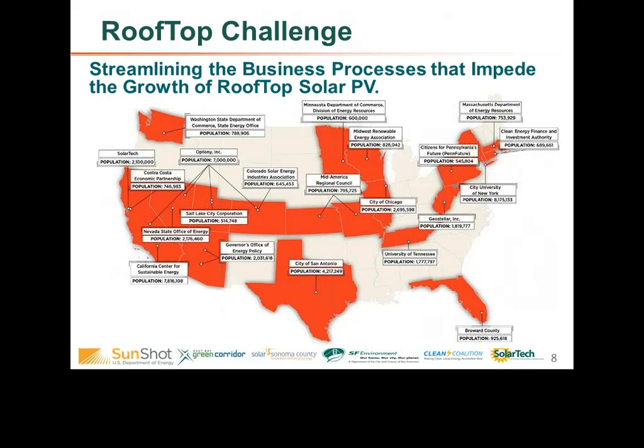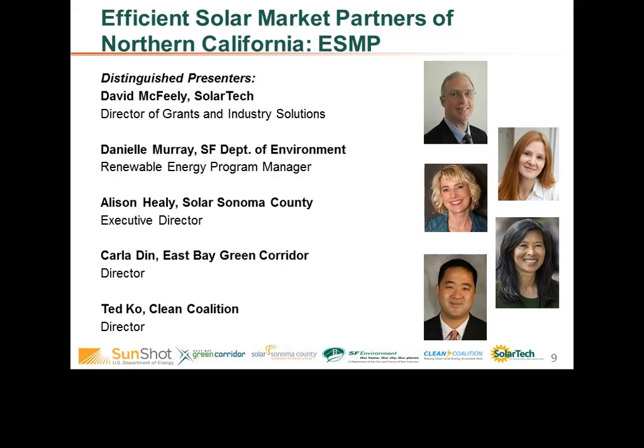Let me start off with Danielle Murray of the San Francisco Department of Environment, the Renewable Energy Program Manager. Next, Allison Healy of Solar Sonoma County, covering the whole county of Sonoma in Northern California. She's the Executive Director. Then Carla Den of the East Bay Green Corridor, which is a collaboration of numerous East Bay jurisdictions in the San Francisco Bay Area. And then finally, our keynote presenter today, Ted Coe of Clean Coalition. So let me go briefly into what each one of these participants will be working on with the Rooftop Solar Challenge.